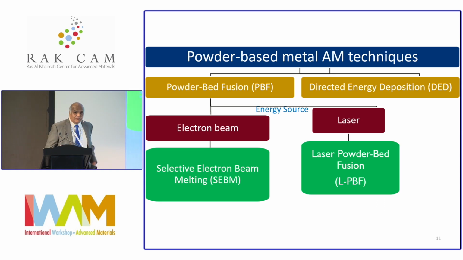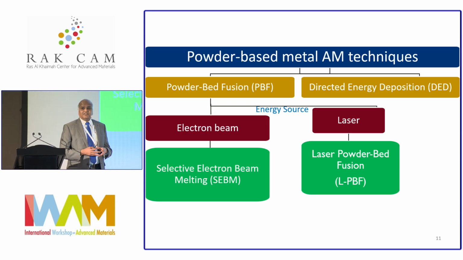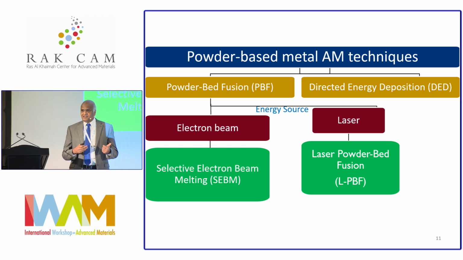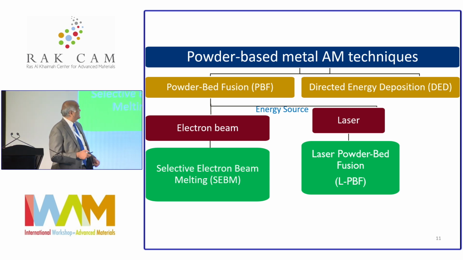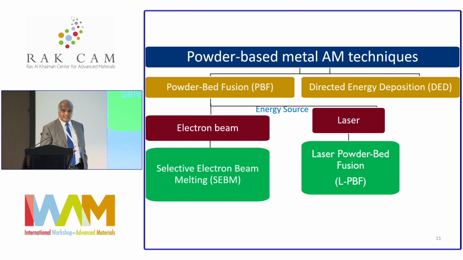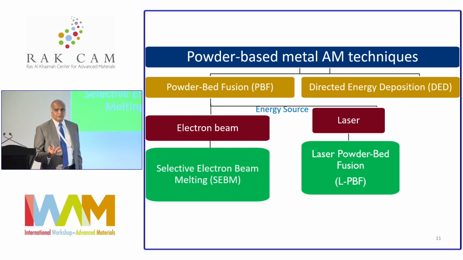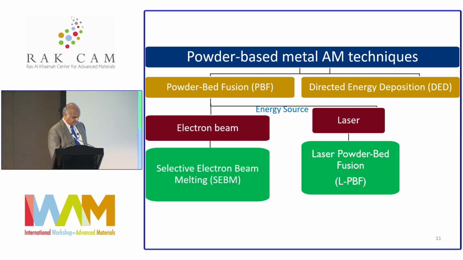Now there are a number of different techniques for 3D printing metals. As I said, often we use powders, and the heat source can be an E-beam. For example, if you want to use a super alloy product, you use an E-beam. For most other cases, we use lasers. This is what is called laser powder bed fusion, and that is what I'm going to focus on mostly.